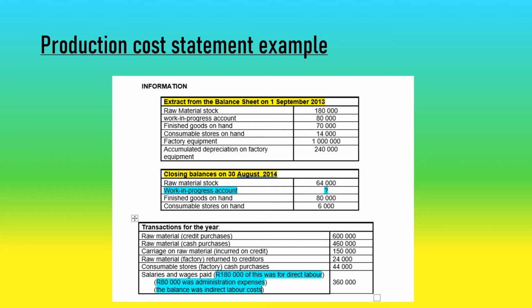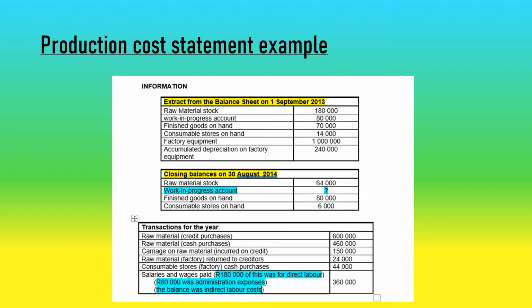Then the transactions for the year, from 1st September 2013 until the 30th August 2014: we purchased direct raw materials, on credit and cash. Then we had carriage on raw materials. This was a transportation cost to get the raw materials to our warehouse. Then we have raw materials which were in our factory and were returned to the creditors, because either those goods were obsolete, or defective, or not conditioned well by the suppliers, so now they are going back to the supplier. We also have salaries and wages.